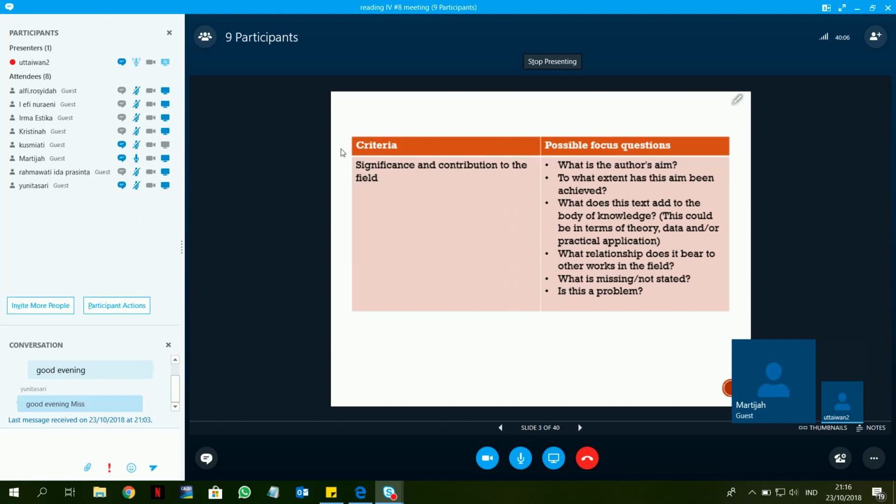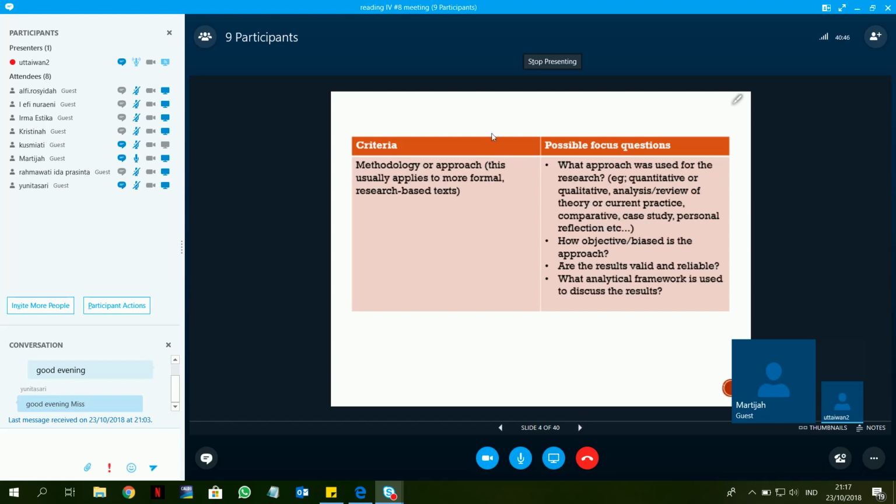So the possible focus questions are: what is the author's aim? Then to what extent has this aim been achieved? And what does this text add to the body of knowledge? Then this could be in terms of theory, data, or a practical application. Also, what relationship does it bear to other works in the field? What is missing or not stated, or is this a problem? So, ini maksudnya significance. Ini masih teori ya, nanti kita habis ini praktek.